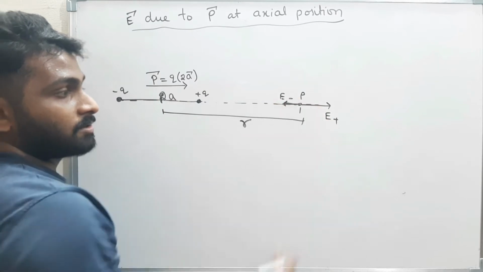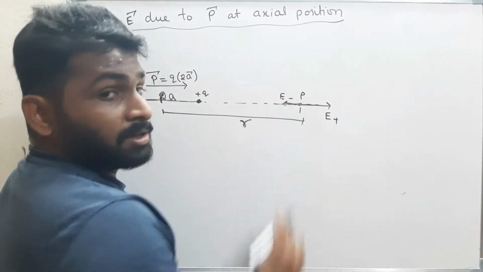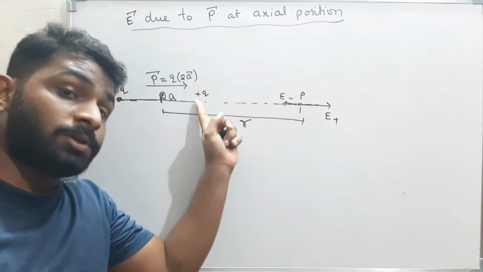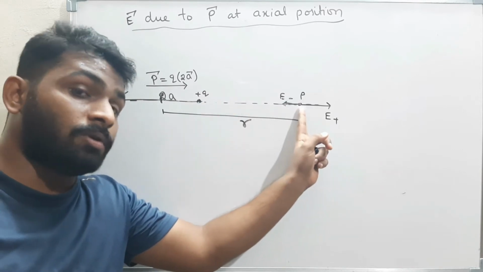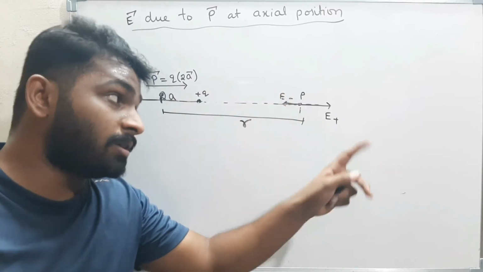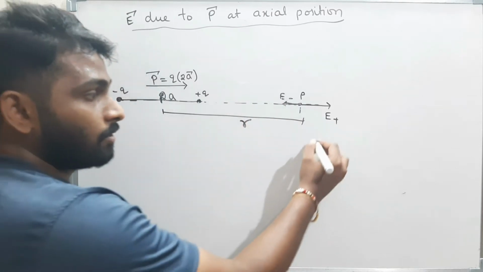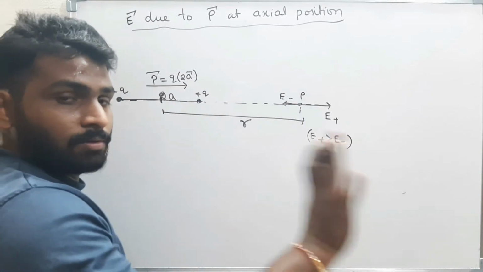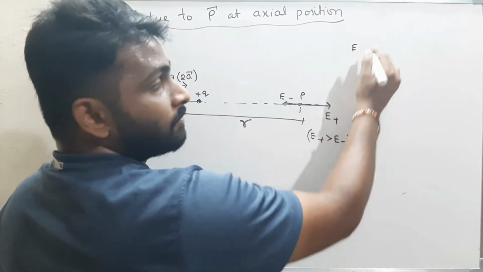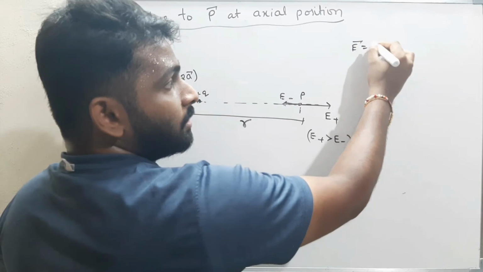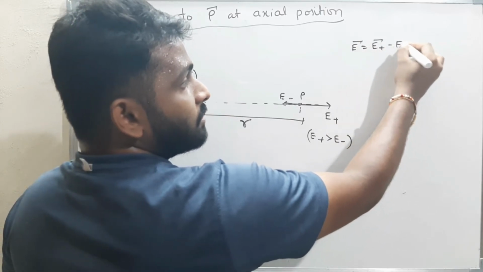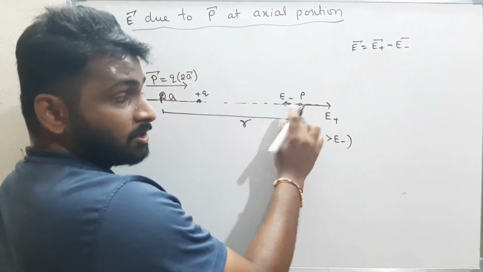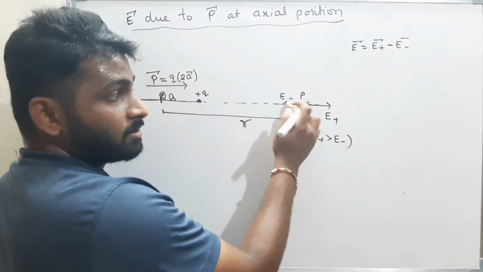It is E minus. Which is greater, E plus or E minus? The positive charge is very near to this point. Therefore, the distance is less, and automatically the electric field is more. Therefore, E plus is greater than E minus. Now what is the resultant electric field? The resultant electric field at this point P is nothing but E plus minus E minus.